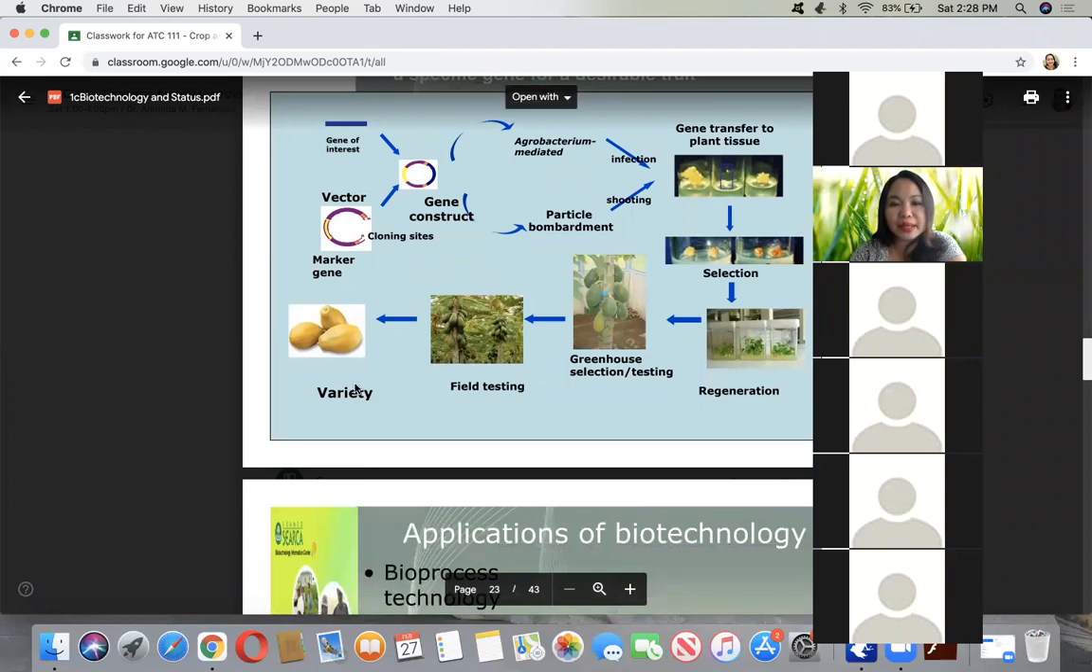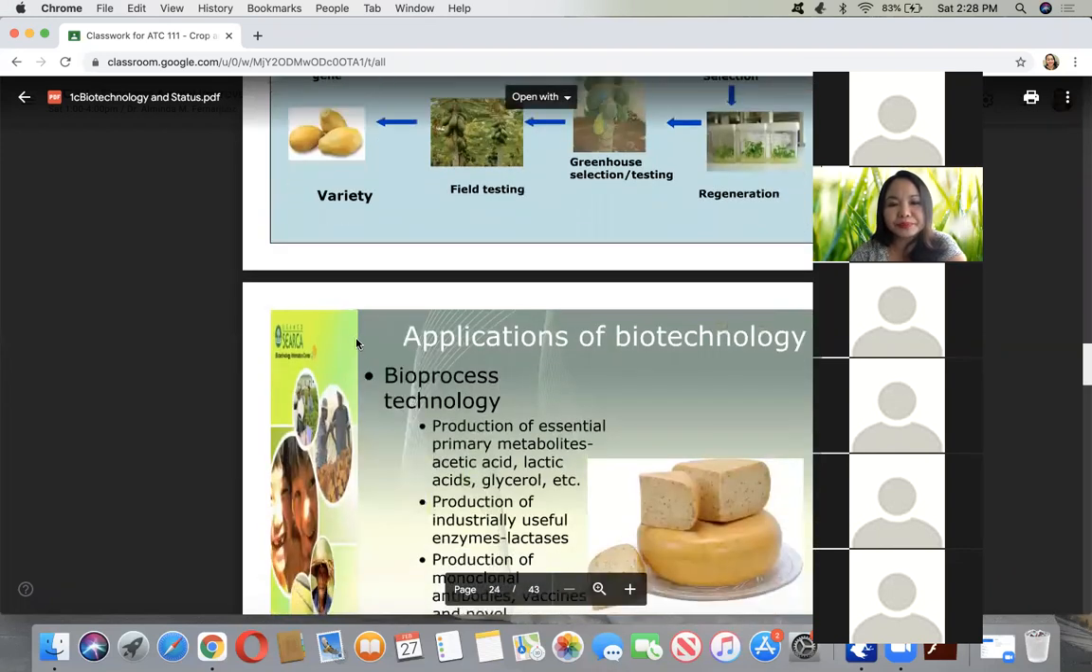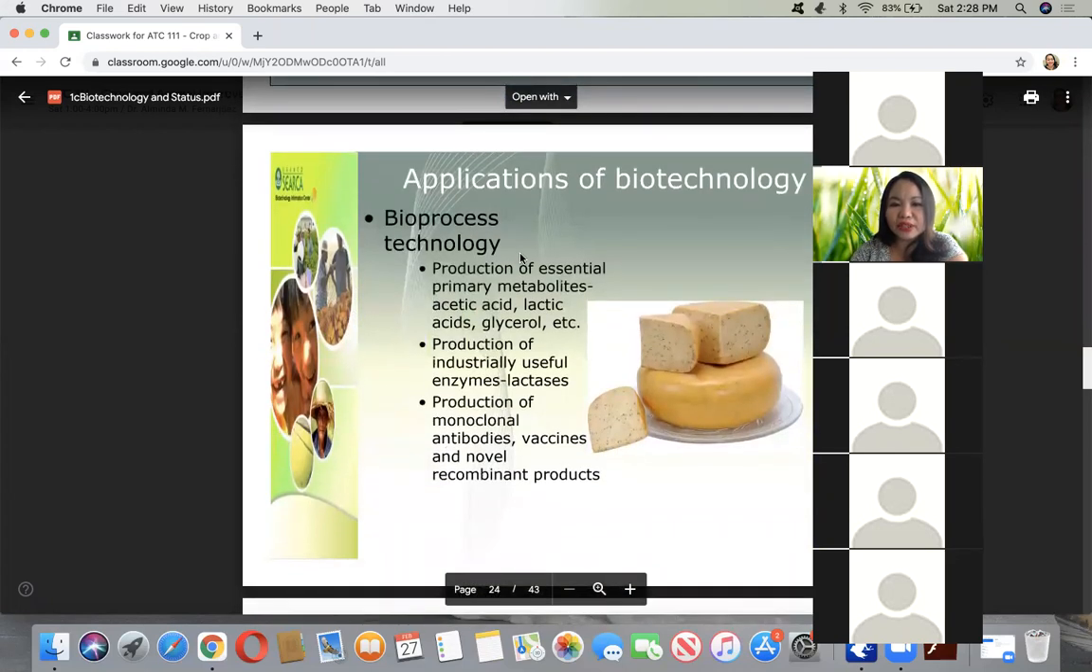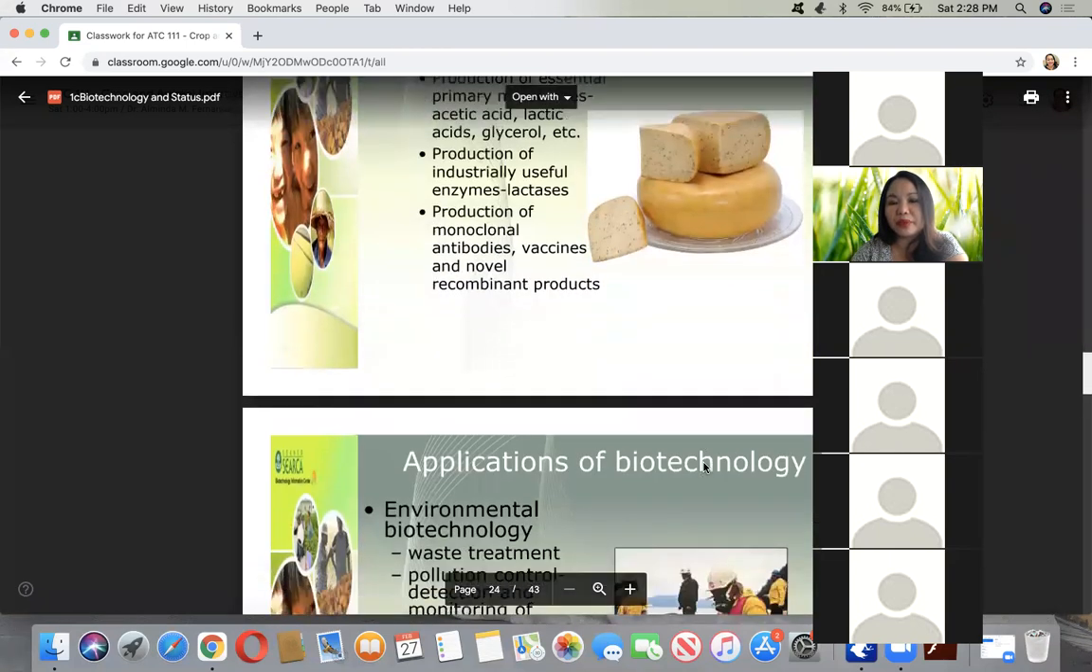Virus resistant papaya, like PRSV papaya. The applications of biotechnology in bioprocess technology include the production of essential primary metabolites, like acetic acid, lactic acid, glycerol, and others. And the production of industrially used enzymes, lactases, production of monoclonal antibodies, vaccines, and novel recombinant products.